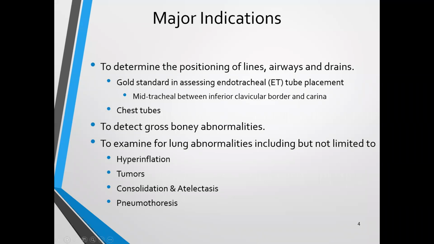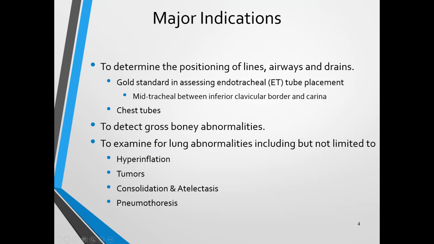So major indications, and again, X-ray imaging, but really what we're focusing on, as I said before, for the bulk of this presentation, are X-rays to determine the positioning of lines, airways, and drains. Lines, airways, and drains. And again, I could go into immense detail on it, but it's the gold standard. So X-rays are still the gold standard in assessing endotracheal tube placement. And again, for your younger population, mid-tracheal.